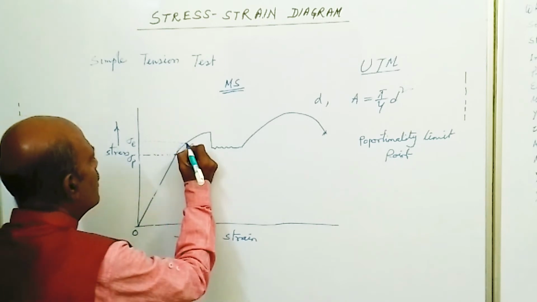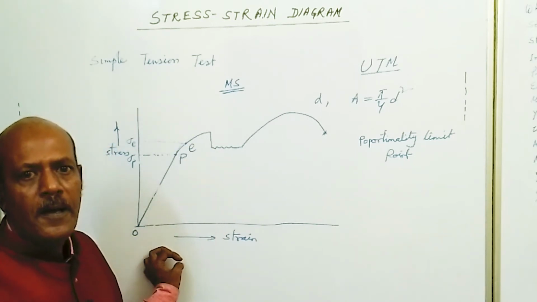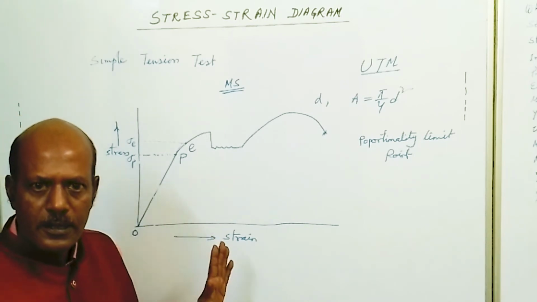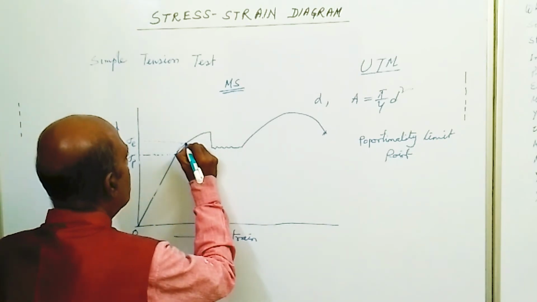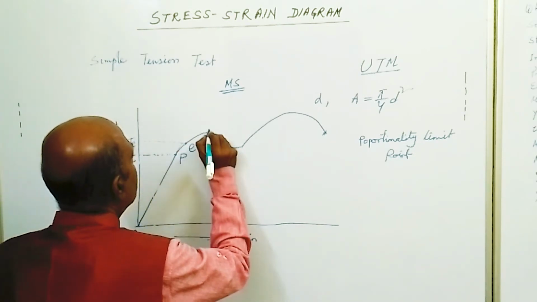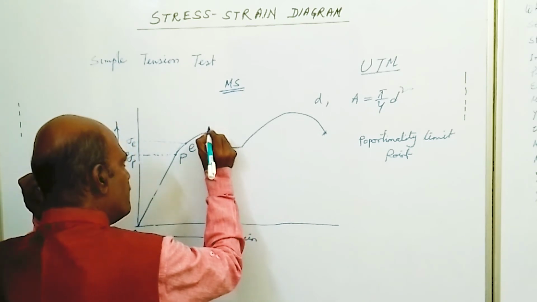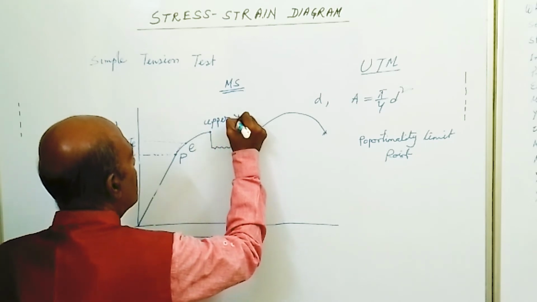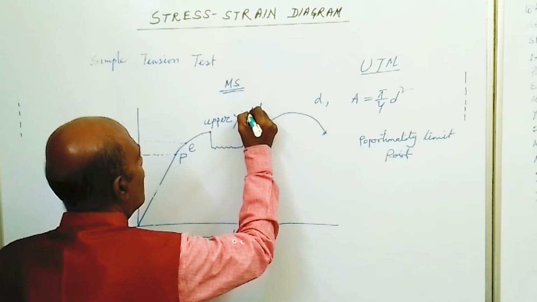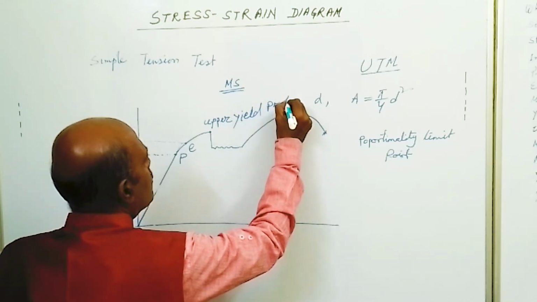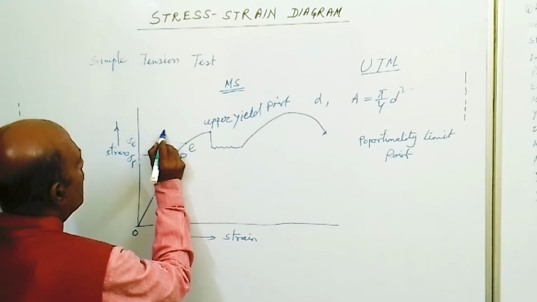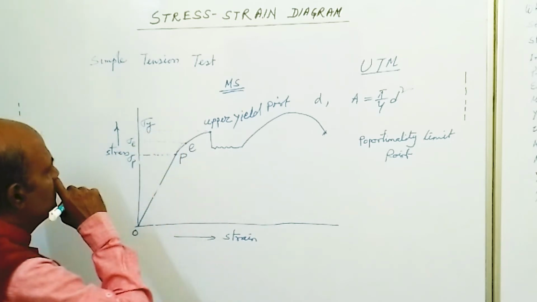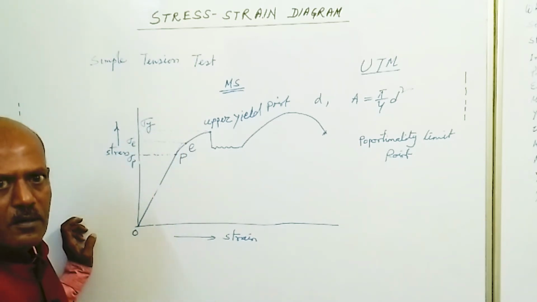No permanent set will be present in the body. But beyond this, if we load the body, after removal of the external load there will be some permanent deformation present in the body. Now if we load the body beyond this point, we get the point that is called the upper yield point. The corresponding stress is given by sigma y, the upper yield point stress.